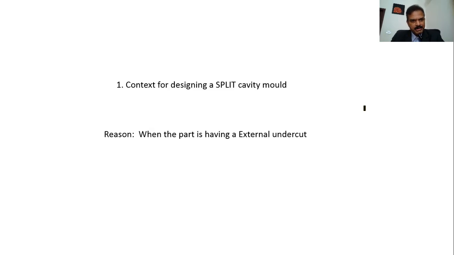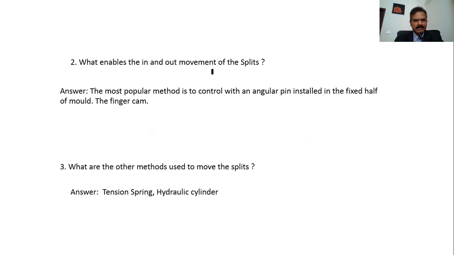Now let us recap the whole learning with a few questions here. Context for the designing of a split cavity mold: a split cavity mold is used when it has an external undercut, right? What enables the movement of the split? The movement of the split is the finger cam. And what are the other means of moving the split? Sometimes we use a spring when the movement is very small, or sometimes we use hydraulic cylinders.